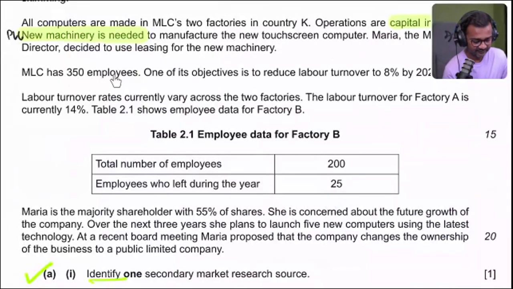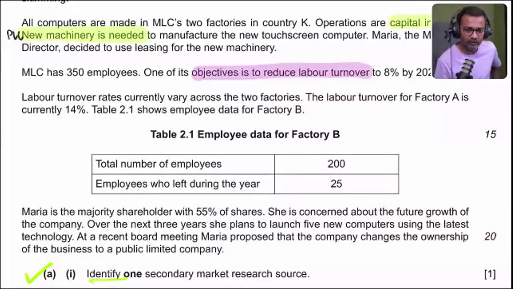MLC has 350 employees. One of its objectives, now this isn't all of them, but one of their objectives is to reduce labor turnover to 8% by 2026. So we can highlight that this is something they're looking to do. Obviously you do that because you want to improve the motivation levels, you want to retain your best workers. You also want to not have to spend on recruitment, so you save that money as well by having a lower labor turnover. Now, labor turnover rates currently vary across the two factories.